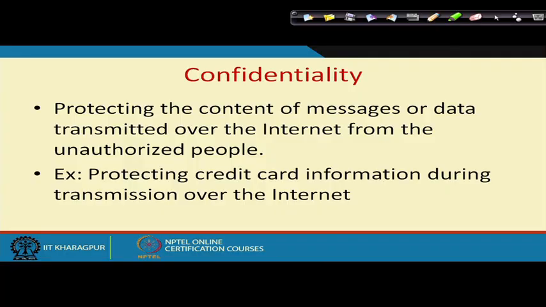Then next category is confidentiality. It is about protecting the content of a message or data while being transmitted over the internet from unauthorized people. See, we have already discussed the internet, and we know that the internet is a very insecure medium, and while transmitting the data, what happens?